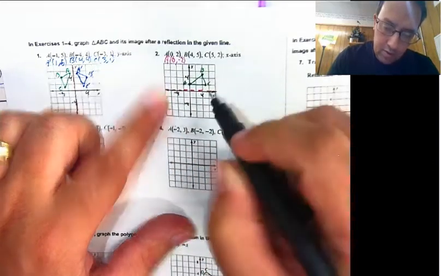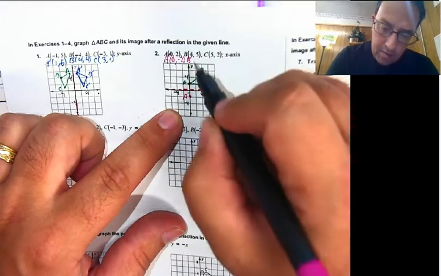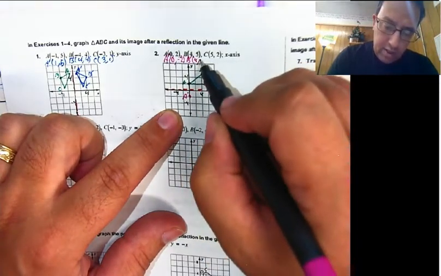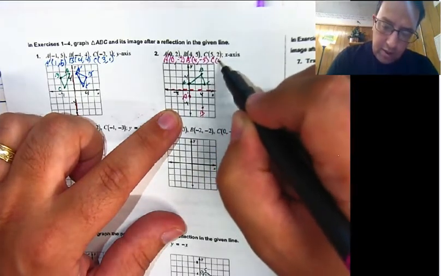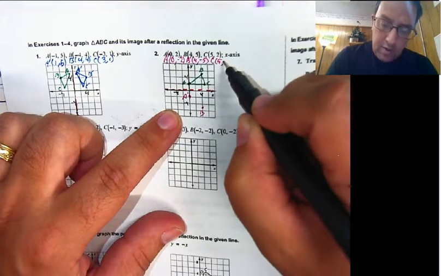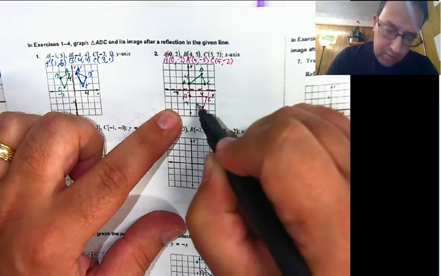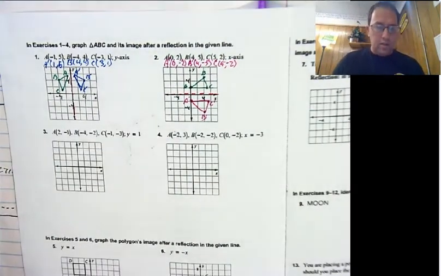We change the sign of the y values. It becomes negative 2. B prime, don't forget your little primes right there. So the x value stays the same at 4. The y value changes signs. It becomes negative 5. And C, the x value stays the same, and the y value changes signs to negative 2. So triangle A prime, B prime, C prime. All right. Now let's take a look at number 3.